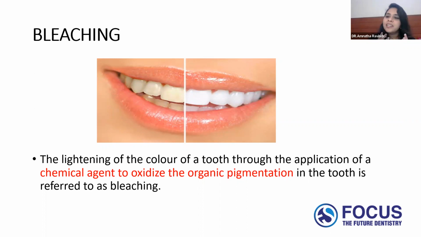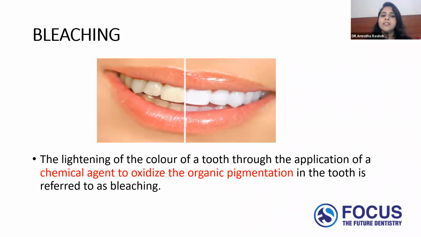Okay. So what exactly is bleaching? Bleaching is lightening of the color of a tooth. It is the application of a chemical agent to oxidize the organic pigmentation in the tooth. As seen in the picture, it can be done to lighten the color of the tooth. If they normally have a yellowish shade, it can be made a little whiter by bleaching, or it can also be done in case of a discolored tooth.